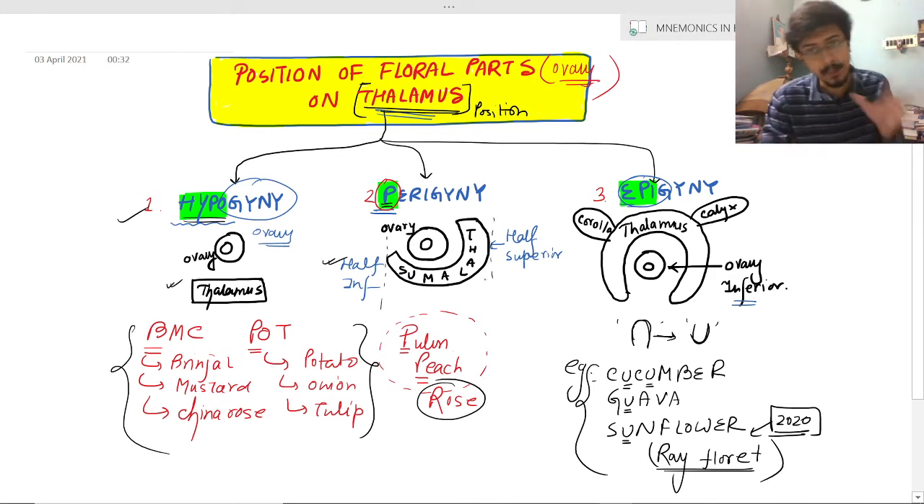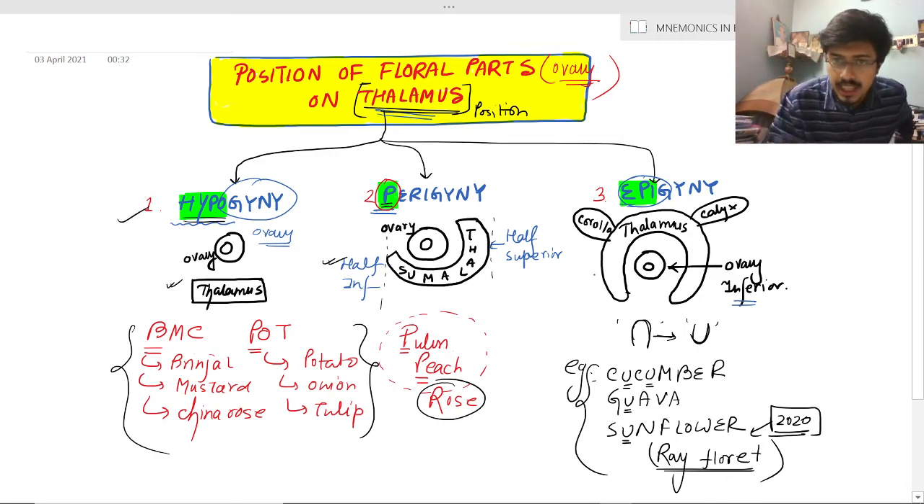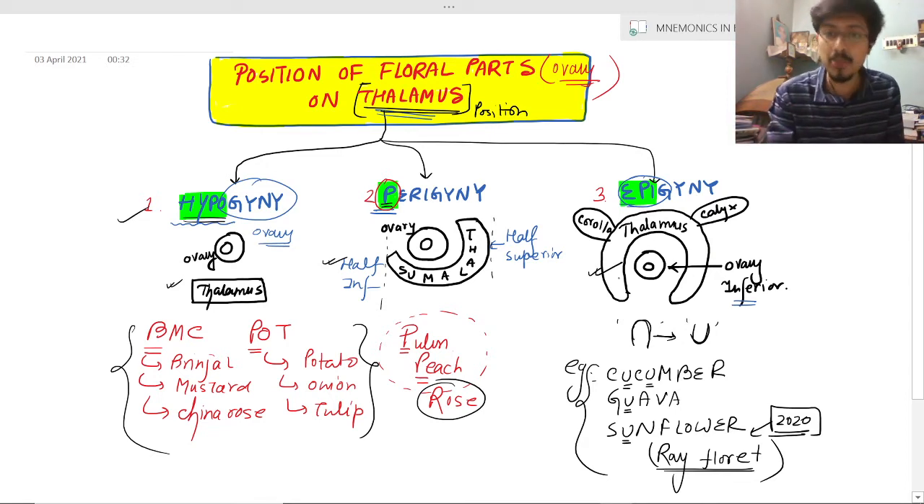And epigyny: epi means above the ovary. Here the thalamus is above the ovary. So in that case, what will the ovary be? The ovary will be inferior. But as I told you earlier, the naming is determined upon the position of the thalamus. Here the thalamus is around the ovary or above the ovary, and the ovary is inferior.